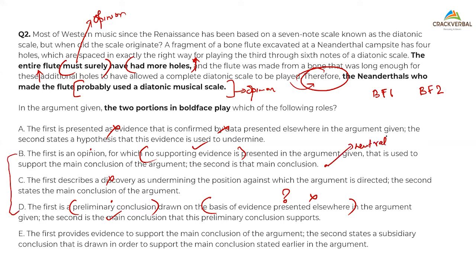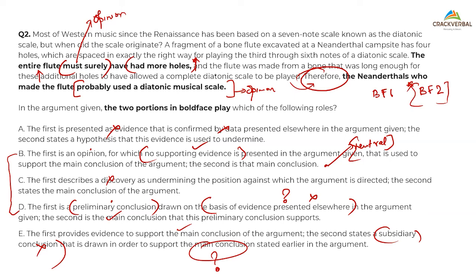This is the most neutral option that you can have. Last, first provides evidence to support the main. Cool. Second states a subsidiary conclusion. Second is not a subsidiary, it is the conclusion. This is my star. This is the conclusion that is drawn in order to support the main. And which is your main conclusion here? Because there is someone who's picked up E. This was the main conclusion of the para.